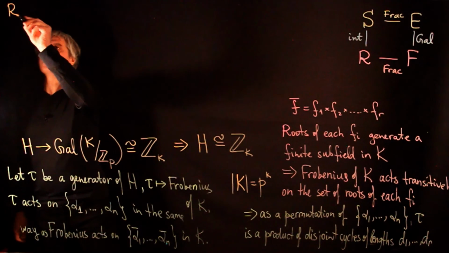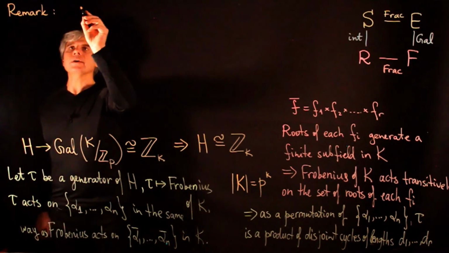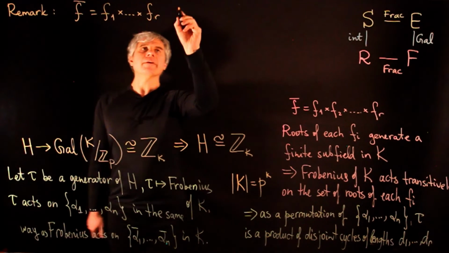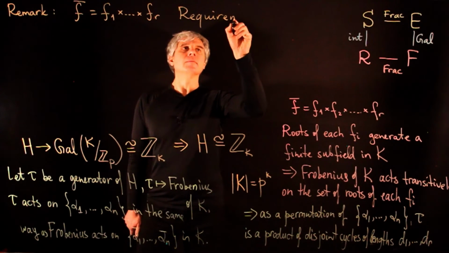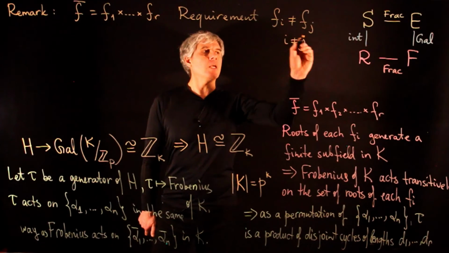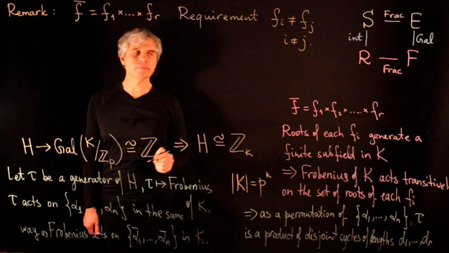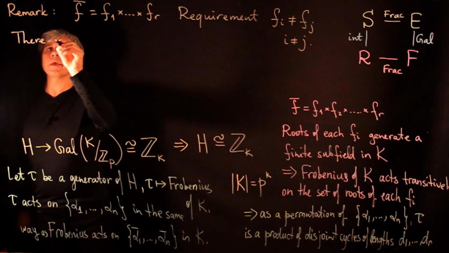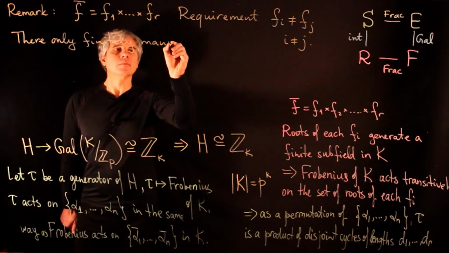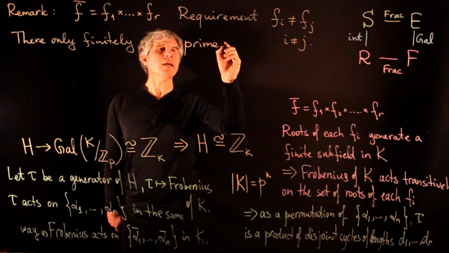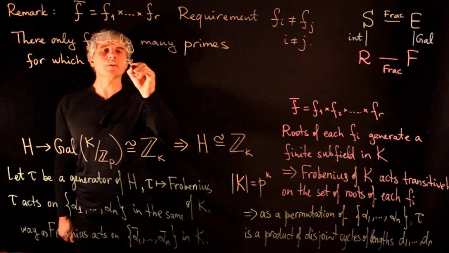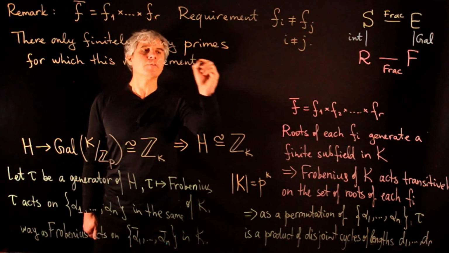Let's make the following remark. So when we factor f bar into irreducible factors, we have a requirement that fi is different from fj when i is different from j. How strong is this restriction? It turns out that there are only finitely many primes for a given polynomial f for which this requirement fails.